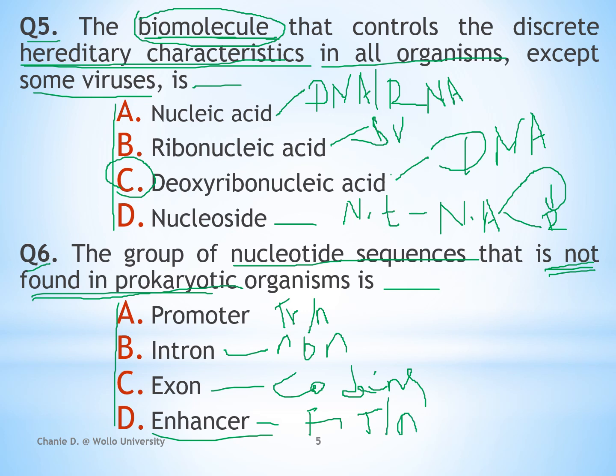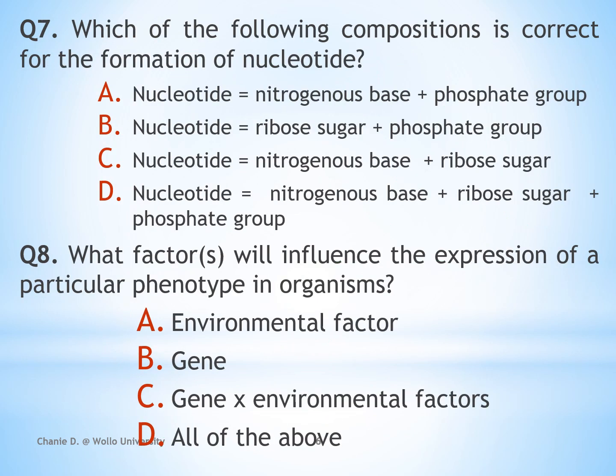So based on our statement, introns are not found in prokaryotes. So alternative B is correct for question number 6. Question number 7. Which of the following compositions is correct for the formation of a nucleotide? The keywords for this question are composition of nucleotide. Which atom or which molecule is used to form a nucleotide?